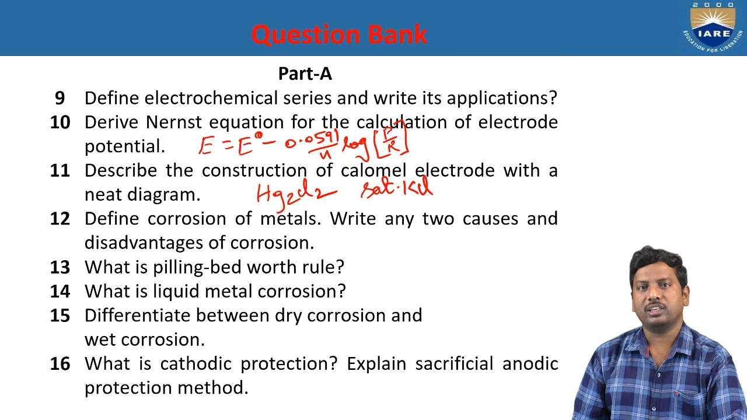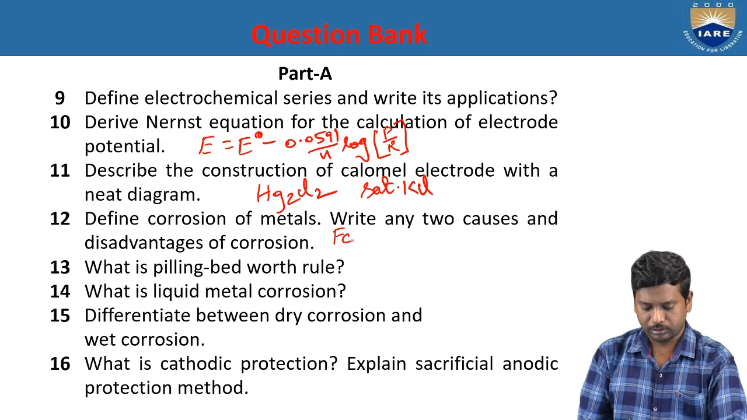First of all, corrosion is nothing but the degradation of a metal. That means any metal undergoes a chemical reaction in the presence of the environment. For example, if you take iron, it will undergo oxidation in the presence of atmospheric oxygen to give ferric oxide, that means Fe2O3 trihydrate.